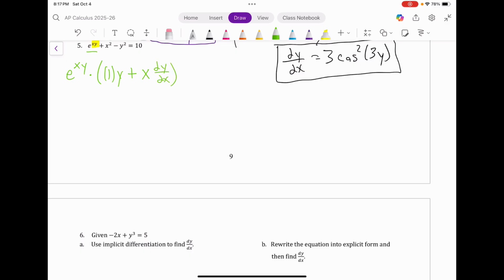Okay, so that was a little bit of chain rule and product rule, just finding the derivative of e to the xy. All right, so moving on, find the derivative of x squared. That's 2x. The derivative of y squared would be 2y dy dx. And then the derivative of 10 is 0. All right, I'm going to drop these parentheses, so we're going to distribute.